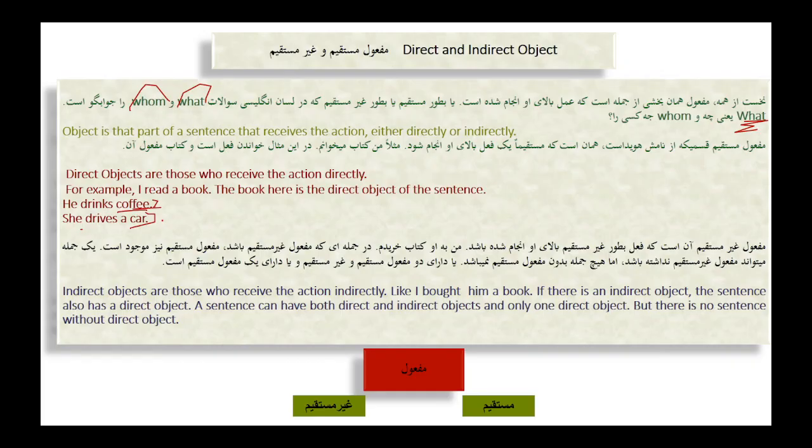Now see what the indirect object is. بیینیم که مفعول غیر مستقیم کی است. مفعول غیر مستقیم آن است که فعل به طور غیر مستقیم بالای او انجام شده باشد. مثلا example: من به او کتاب خریدم.